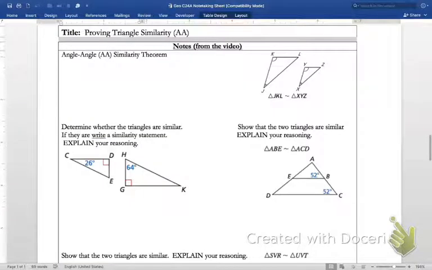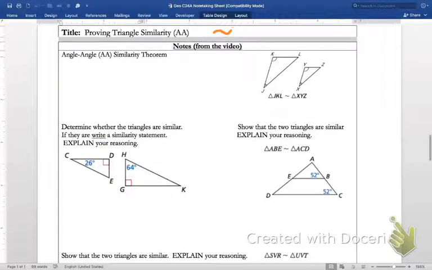So this word, similar, deals with the shape or symbol, a little squiggly here. And so what does it mean to be similar? Well, to be similar, it means that two shapes have basically the same shape, but they're different sizes.